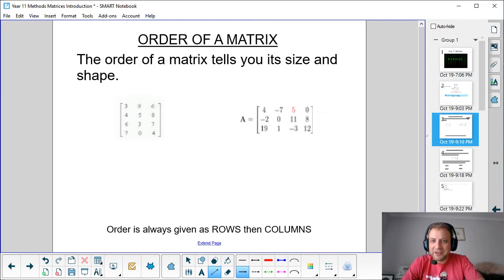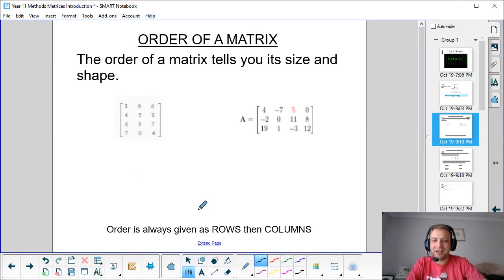One of the most important features of a matrix, and if you guys ever do further maths, you'll soon figure this out, is that order is very, very important, no matter what kind of maths you're doing with matrices. The order of a matrix is just its size and its shape, because certain maths can be done when matrices are the right shape, and if they're the wrong shape, then you can't do any maths at all with them. So when we talk about the order or the shape of a matrix, we give rows first, then columns. So this one has 4 rows going across and 3 going down. So this is a 4 by 3.